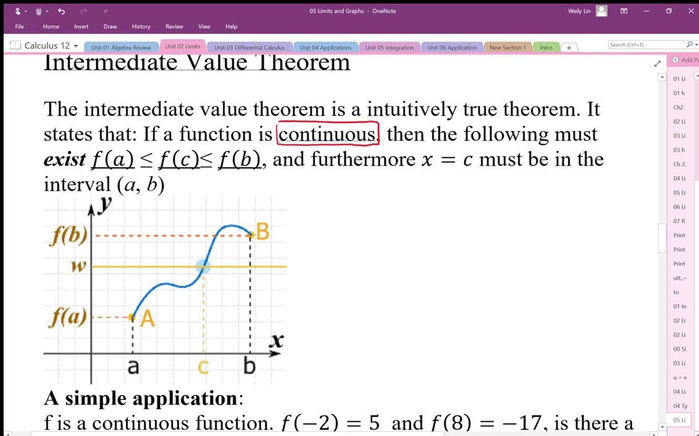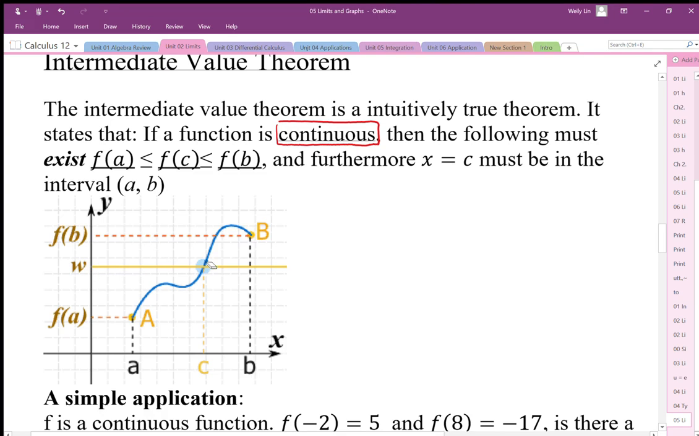If it is continuous, then we know that if we have a point here at A and f of A, and a point here at B, f of B, we know that some point exists at W that is somewhere in between f of B and f of A. So it's got to be somewhere between the high point of this interval and the low point of the interval. There must be some points in between.